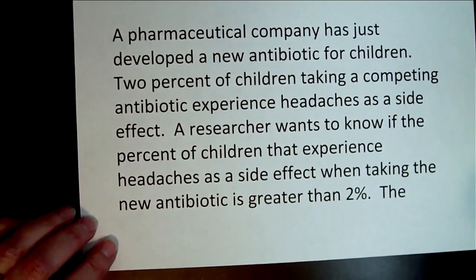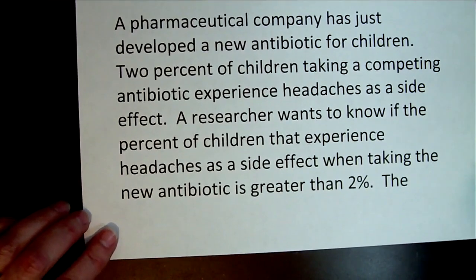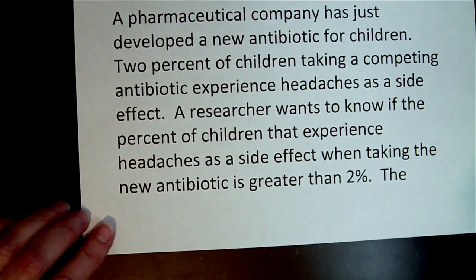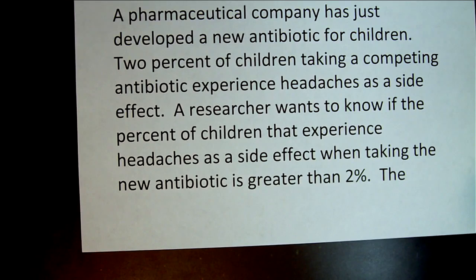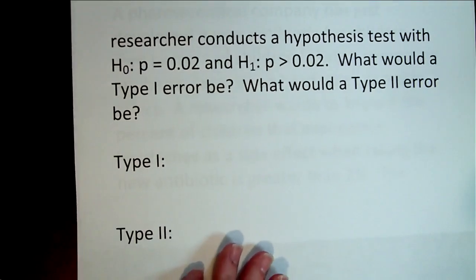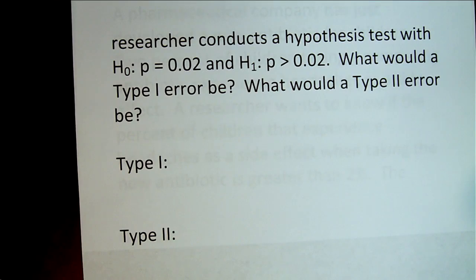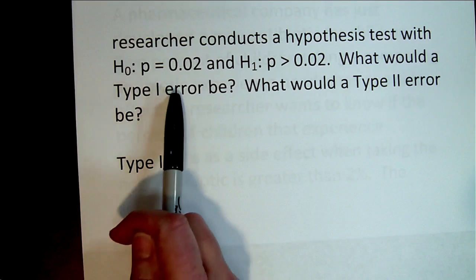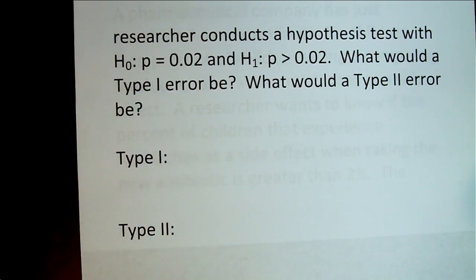2% of children taking a competing antibiotic experience headaches as a side effect. A researcher wants to know if the percent of children that experience headaches as a side effect when taking the new antibiotic is greater than 2%. So the researcher conducts a hypothesis test with the null hypothesis being that the proportion is still 0.02, 2%, and his alternate hypothesis is that the proportion is greater than 2%, 0.02. So that's what he's investigating. What would a type 1 error be in this situation? What would a type 2 error be?